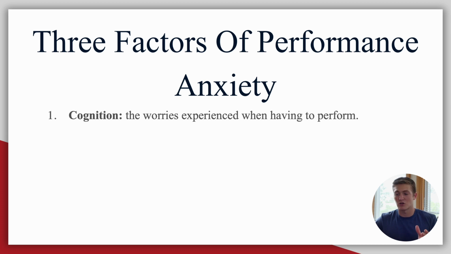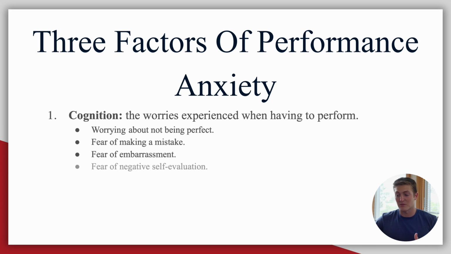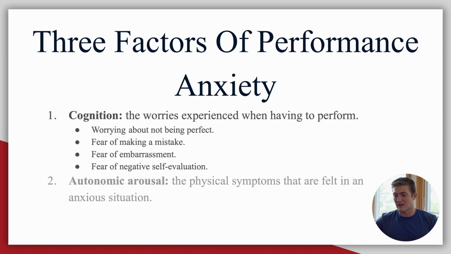You have cognition, so the worries that you experience when having to perform. These are going to be worrying about not being perfect, fear of making a mistake, fear of embarrassment, and fear of negative self-evaluation. Then next is going to come the autonomic arousal. These are going to be the physical symptoms that are felt in an anxious situation. So far what we have is cognition.